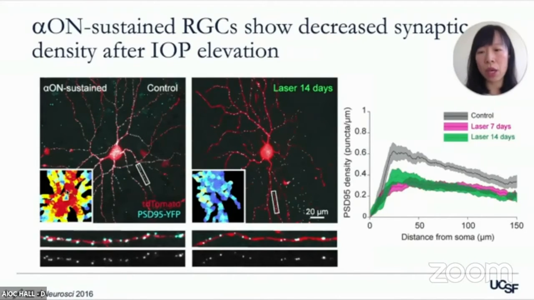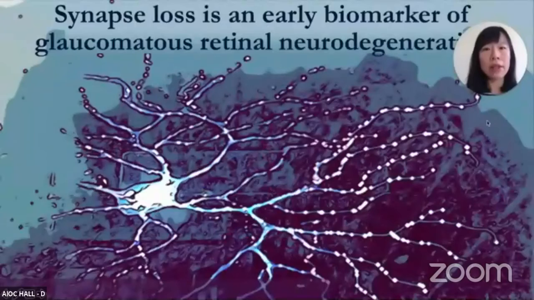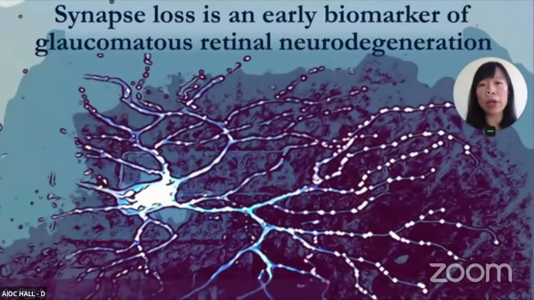synapses, and that's quite apparent here based on these heat maps, with red for high density in the control and blue representing low density in the eye pressure elevation condition. And this occurs as early as 7 days, as represented by the magenta curve here. And so we know that synapse loss is occurring before dendritic shrinkage, and that represents compartmentalized neurodegeneration. And that synapse loss is an early biomarker of glaucomatous retinal neurodegeneration.